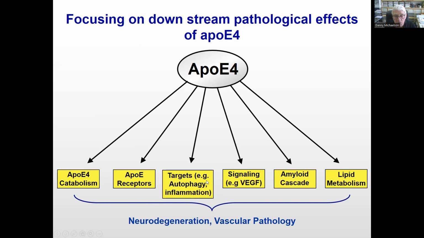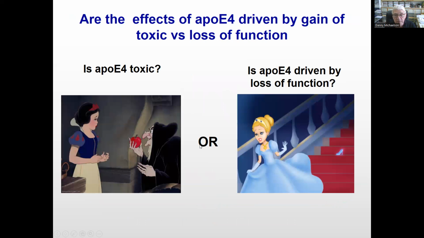And to illustrate this point, I want to address one specific problem, which is whether ApoE4 is driven by a gain of toxic function or a loss of function. As we see over here, one possibility is that the ApoE4 is toxic. This would be a gain of toxic function.